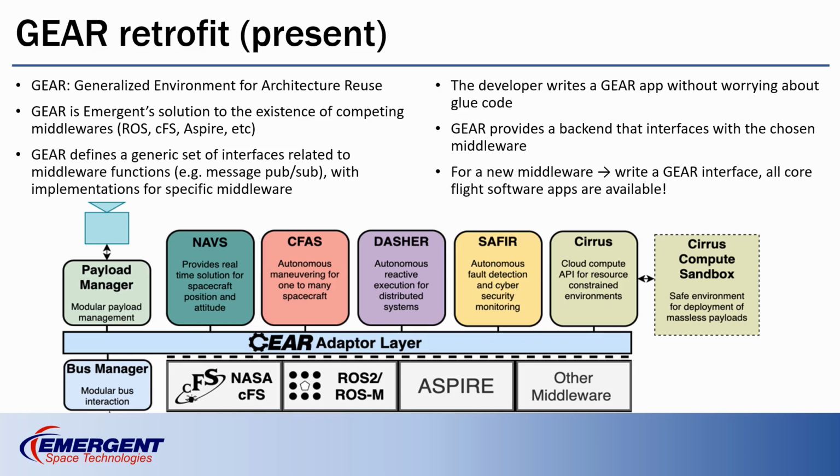Gear is an abstraction for any particular middleware. So rather than writing a CFS app and then having to port it to ROS if you need ROS, your developer will just write a Gear app, and then Gear will provide an interface for both ROS and CFS. If you need to use a new middleware, then you just write a Gear interface for that middleware, and you already have access to our complete set of software that uses Gear.